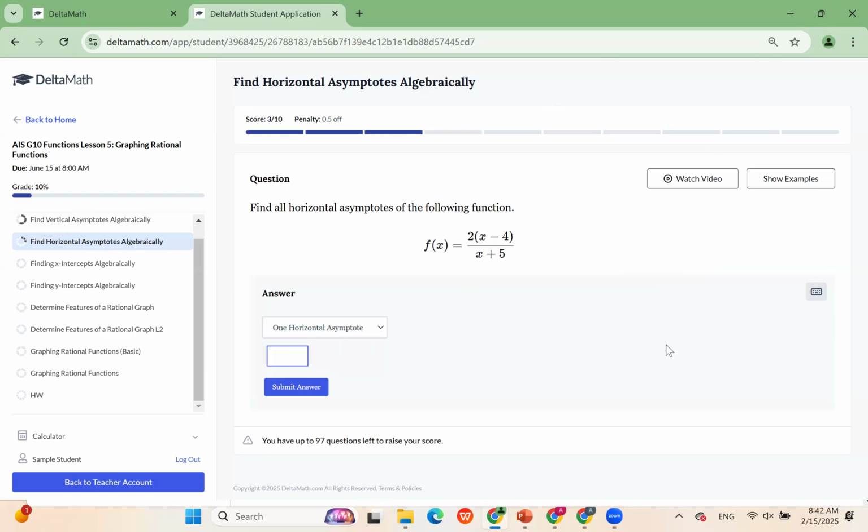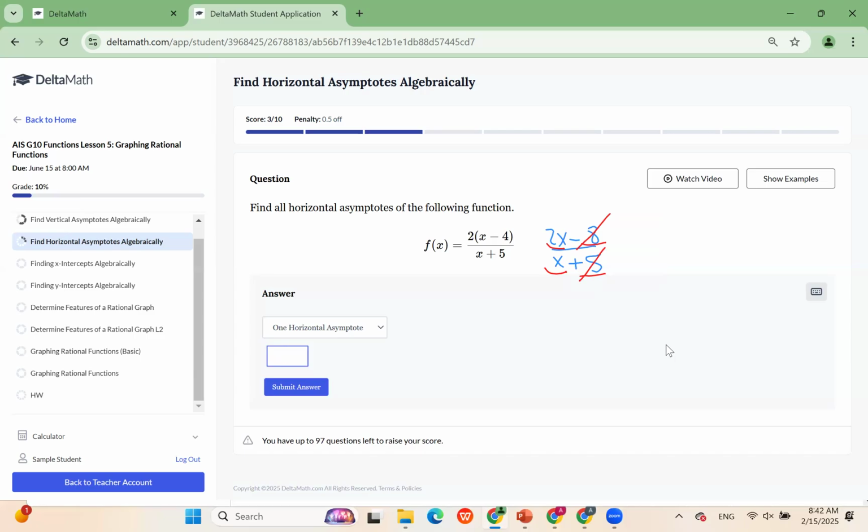Here we have a function 2x minus 4 over x plus 5. You can just maybe expand, so we get 2x minus 8 over x plus 5. And then we said we reject anything that is not the highest power of x. So we have 2x and we have 8. So we can just reject the 8. Here we have x and 5, so we reject the 5 as well.